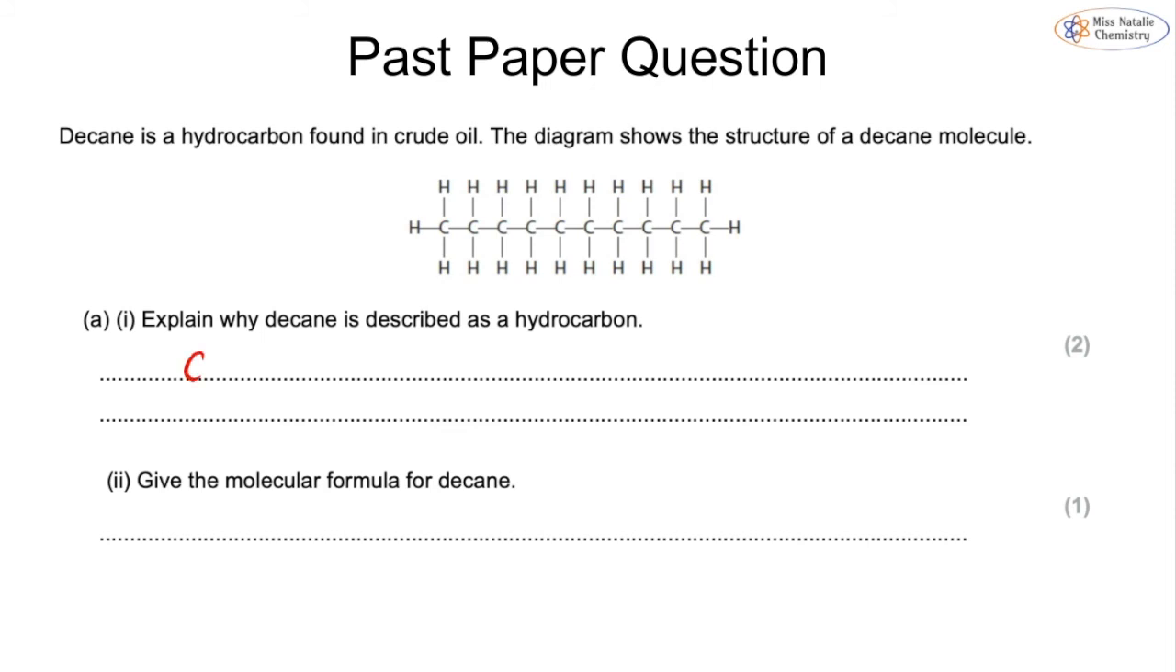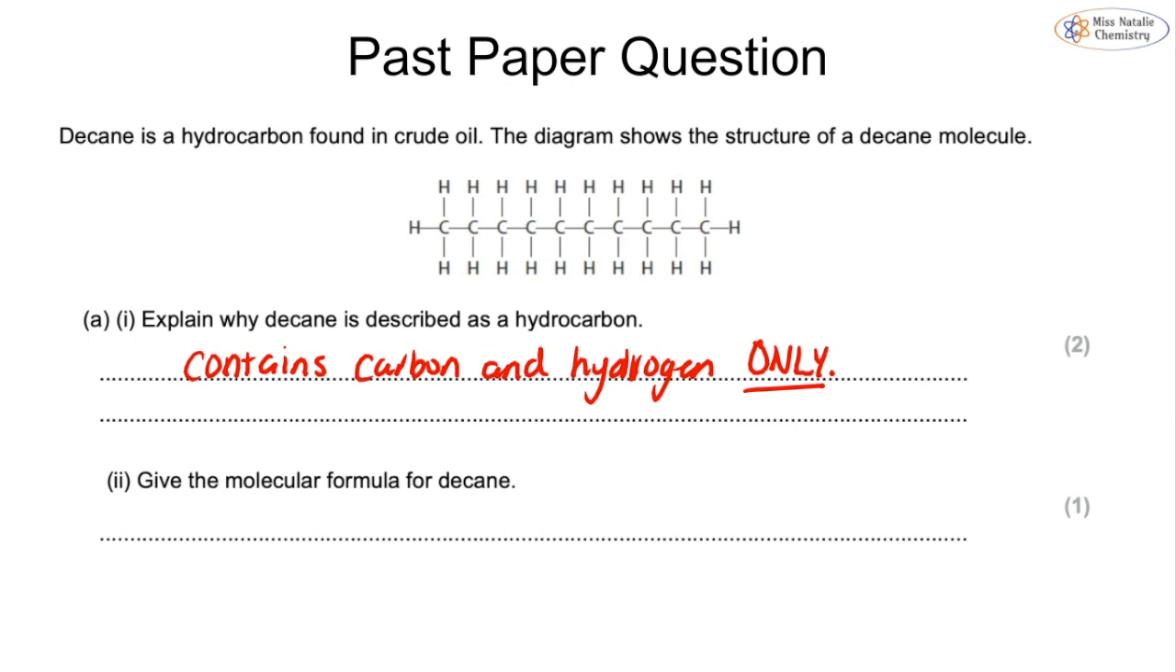And it is because it contains carbon and hydrogen, and that keyword only. And that is where we get the second mark. So the first mark comes from saying we have carbon and hydrogen, and the second mark comes from specifying that it is only those atoms.